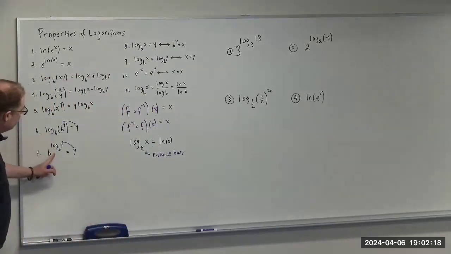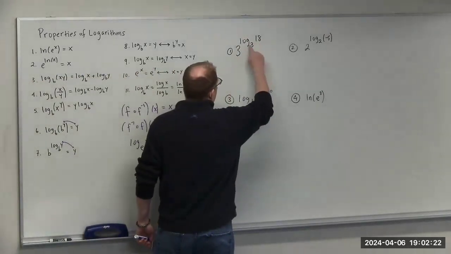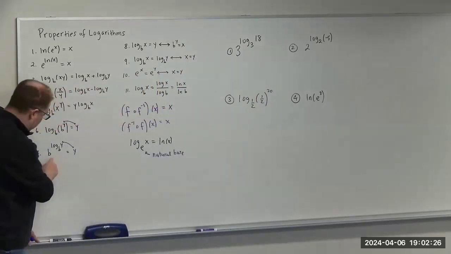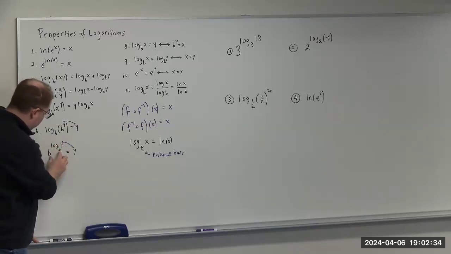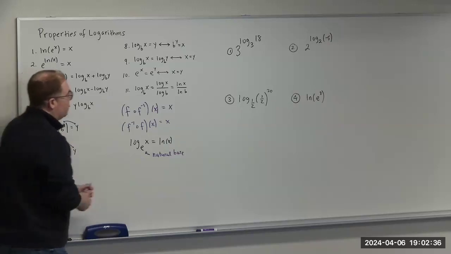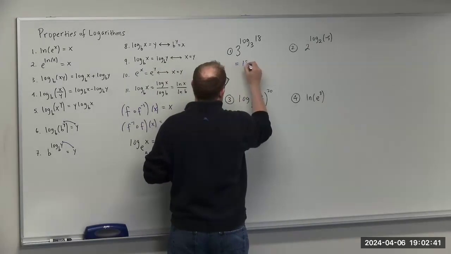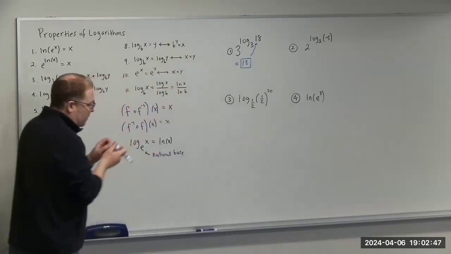So whenever you see that, in this case you have the number 3 raised to log 18 base 3. That follows this form, where you have some base, the constant, raised to a logarithm with that same base. So these are the same, which means you're going to get back y. In this case, the answer is going to be 18.